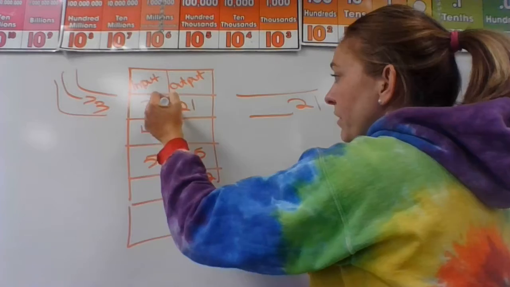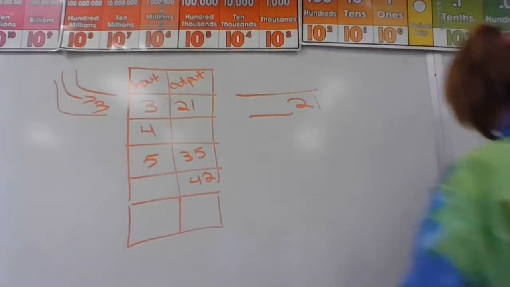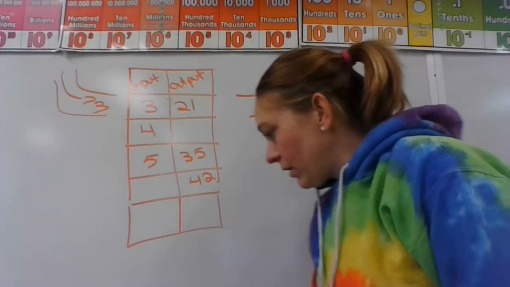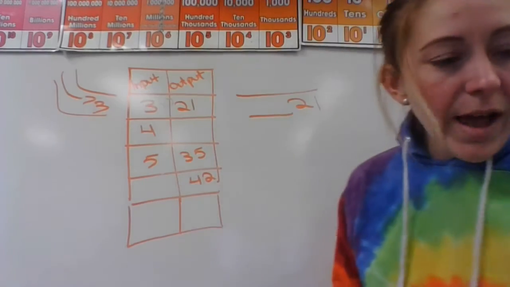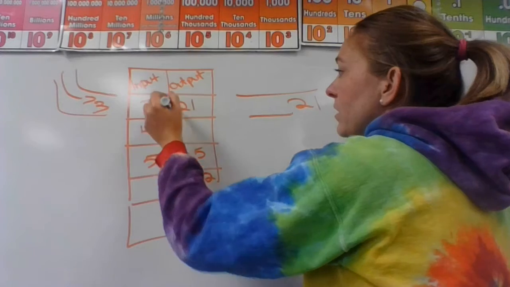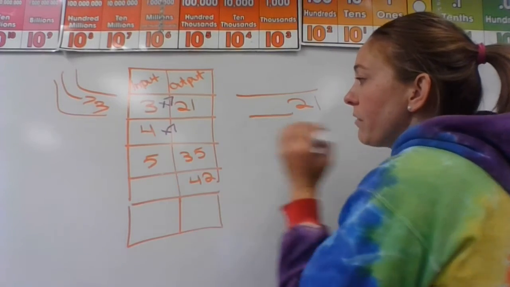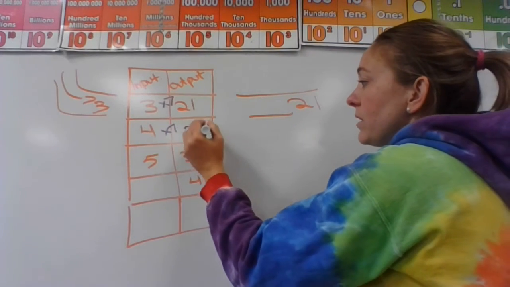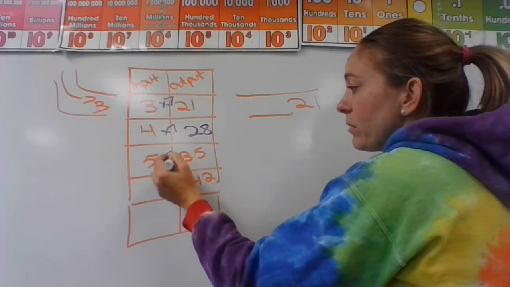3 times 7, bother. Markers. Find something that works. Oh, I have one in my pocket. Times 7. So this is supposed to be 4 times 7. So 4 times 7 would be 28. 5 times 7 would be 35.